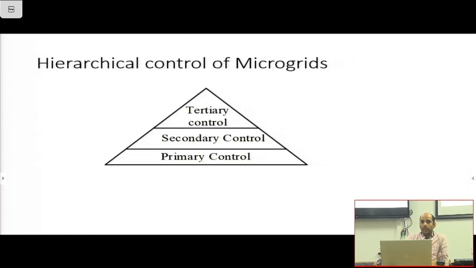The primary level is basically the first level, and the objective of the primary level is to achieve the desired active and reactive power sharing.